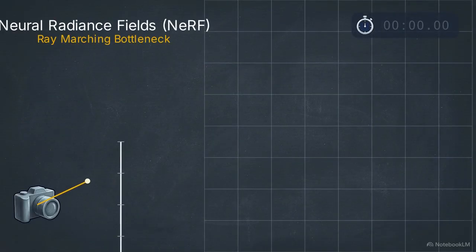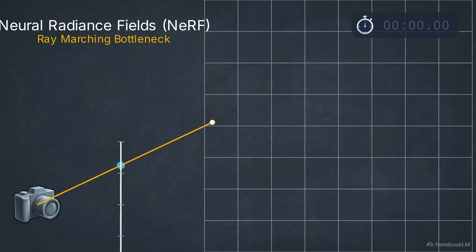But NeRFs are slow. To determine the color of a single pixel, the system shoots a simulated ray of light through a dense 3D grid, calculating the math step by step. Rendering just one frame can take seconds or even minutes.